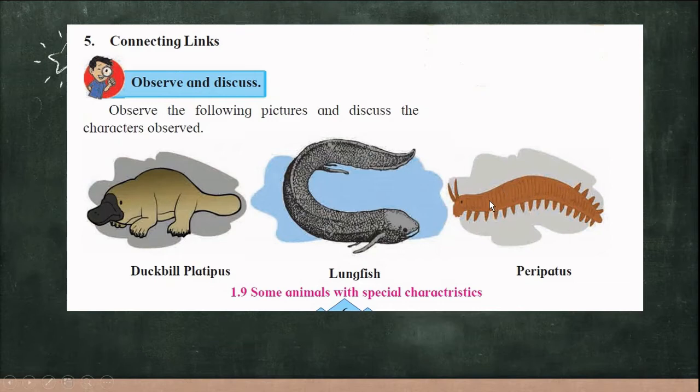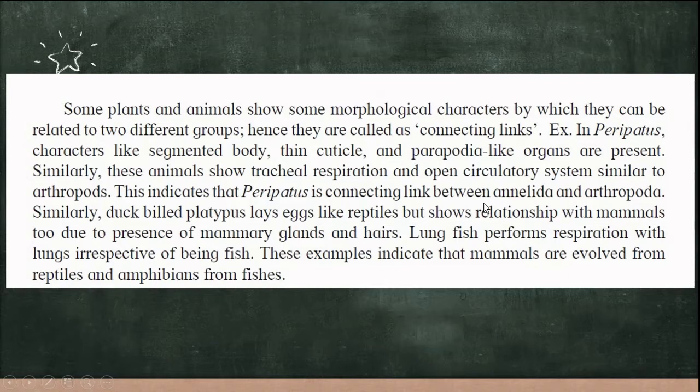Now what do you mean by connecting links? See, certain plants and animals show a lot of morphological characters by which they can be related to two different groups. These animals or plants, we say, are connecting links. So I repeat again, what are connecting links? They connect two classes or two phyla, we can say. Morphological characters are the characters which we can see in their body with our eyes. Those characters in plants and animals can be related to two different groups. They are called connecting links.